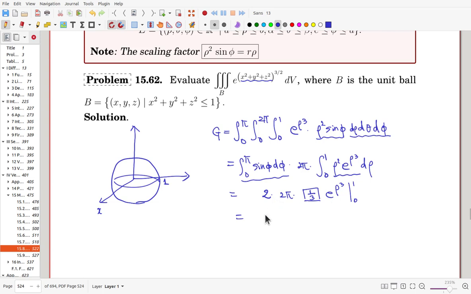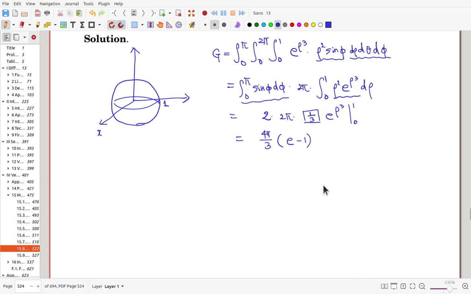These coefficients make 4 pi over 3, and once rho is 1, then we have e, and when rho is 0, that is now 1. Right? So we have this final answer: 4 pi over 3 times (e minus 1). Okay?